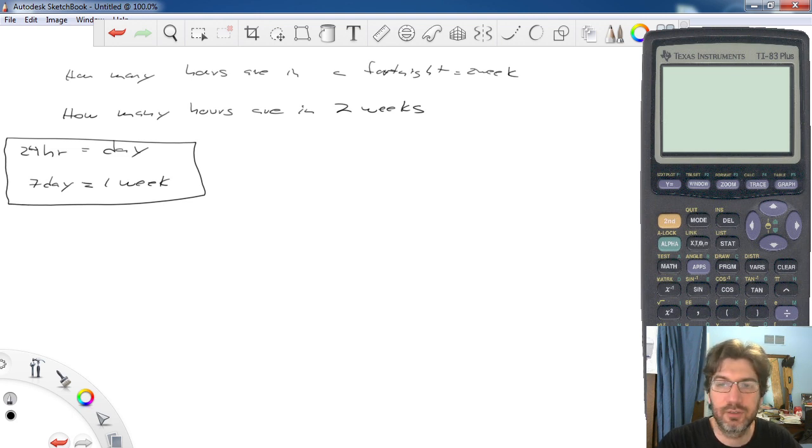So a fortnight, it is the 2 weeks. So a fortnight equals 2 weeks. 1 fortnight equals 2 weeks. I guess if you want to put that into the ratio, you can, but you can probably do that in your head.